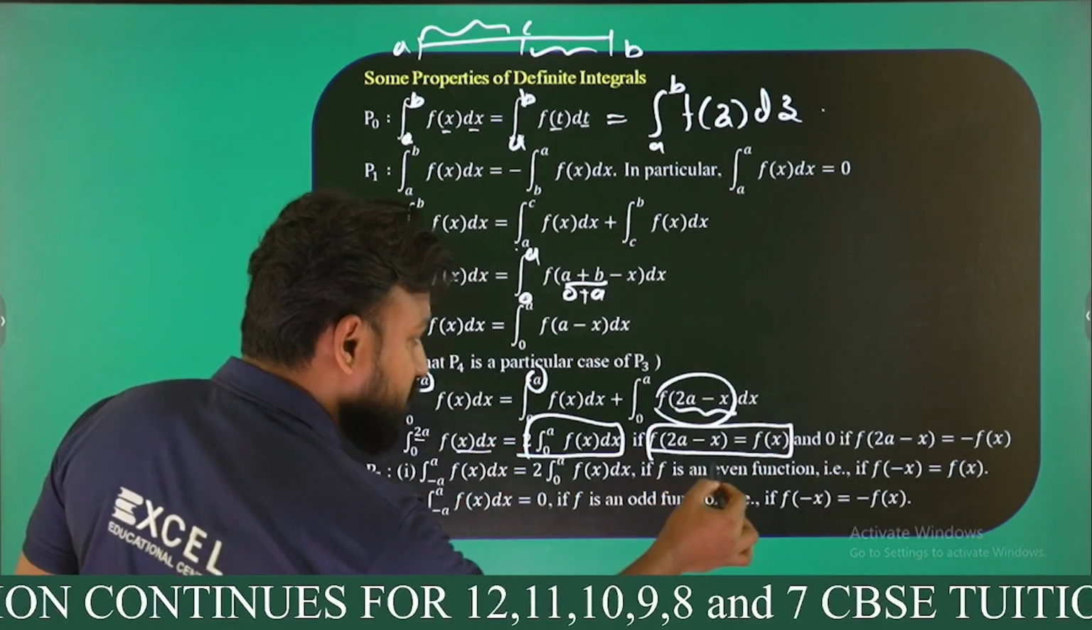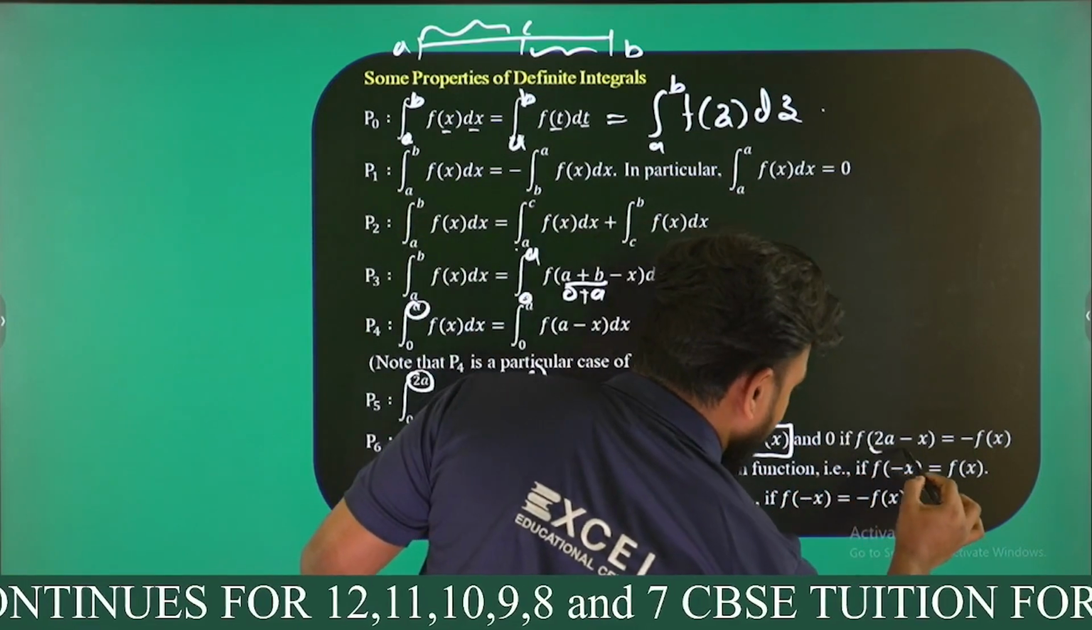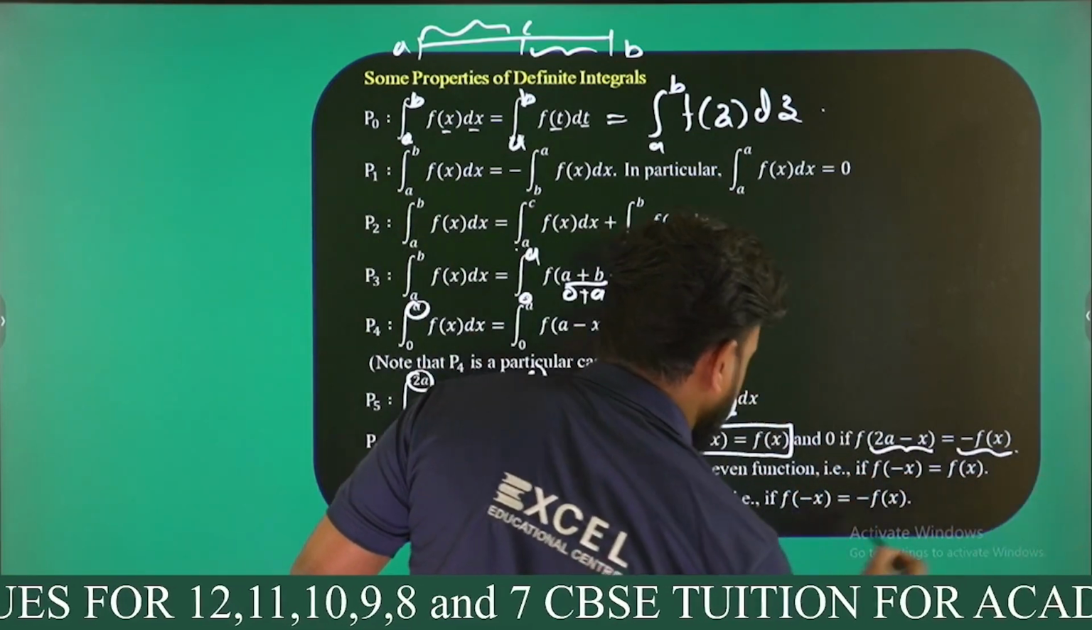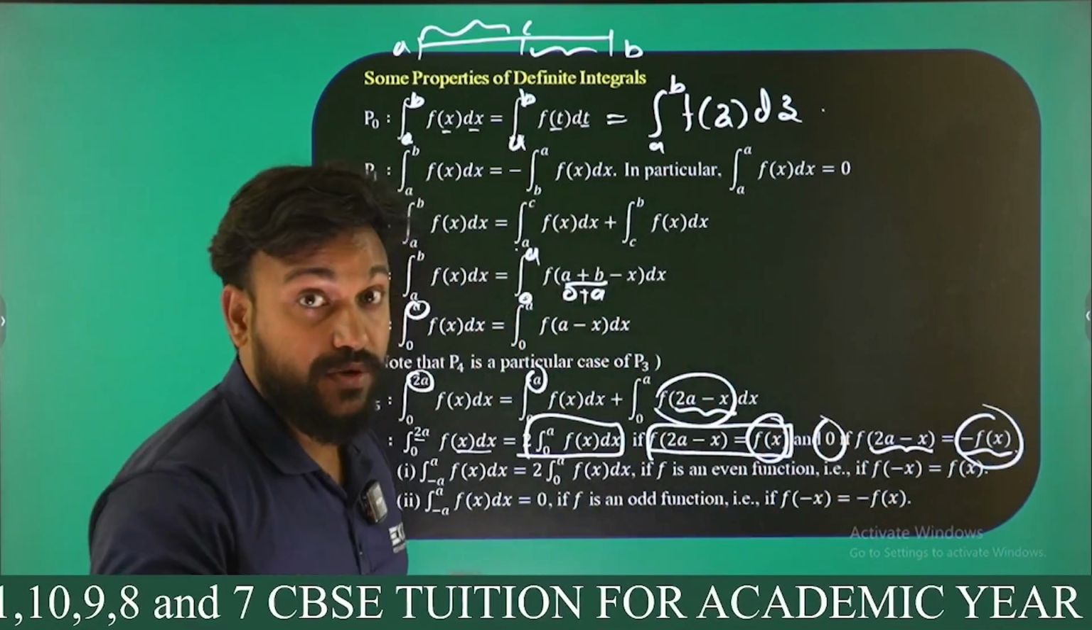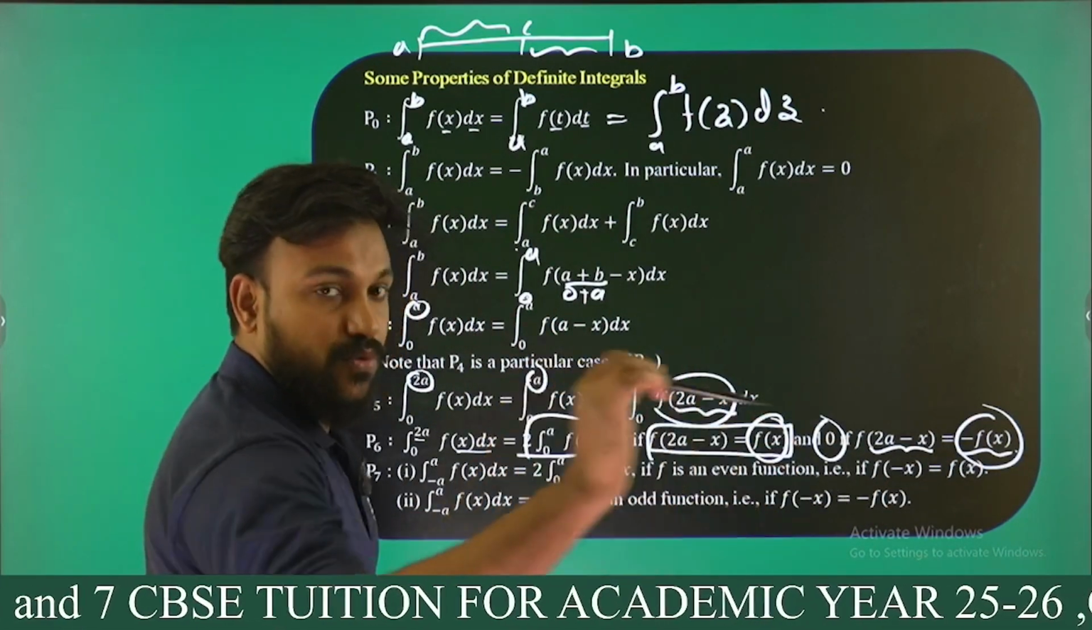And if f of 2a minus x is equal to negative f of x, instead of f of x it is negative f of x, the answer will be 0. You don't need to integrate, you can just write 0.